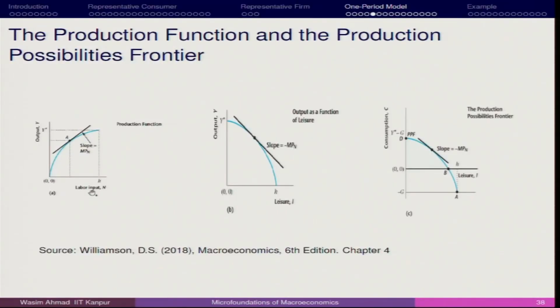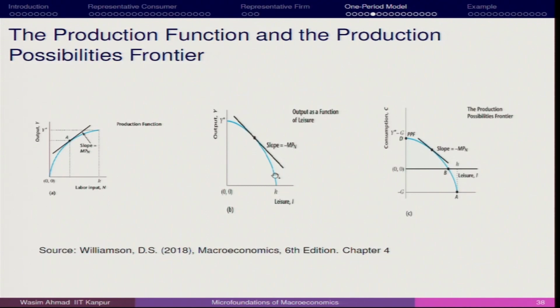So here is the production function that we have. This is the output that this economy is having. Given the labor input, this is the output that this production function is producing. Now, here we have the leisure.